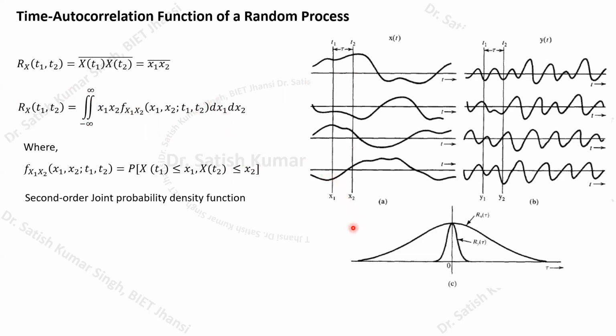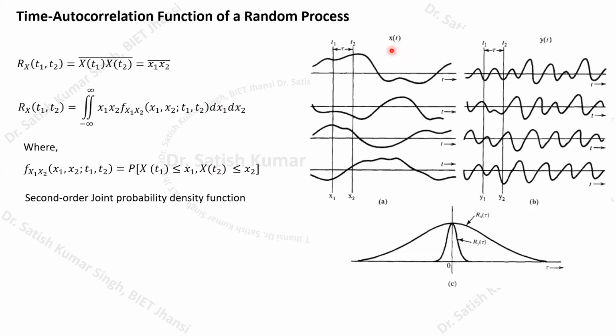Here you can see what it actually tells you. I have taken two different random processes: here the random process xt, and here another random process yt. As I said, this autocorrelation function measures the rapidity in the signal. How rapidly a signal varies can be measured by this mathematical tool, which is known as the autocorrelation function.